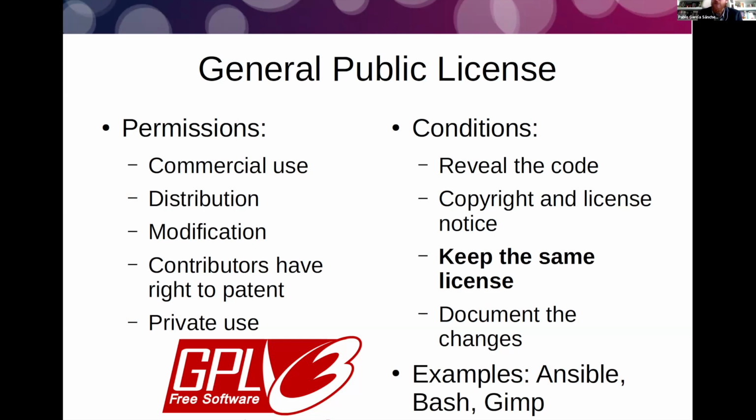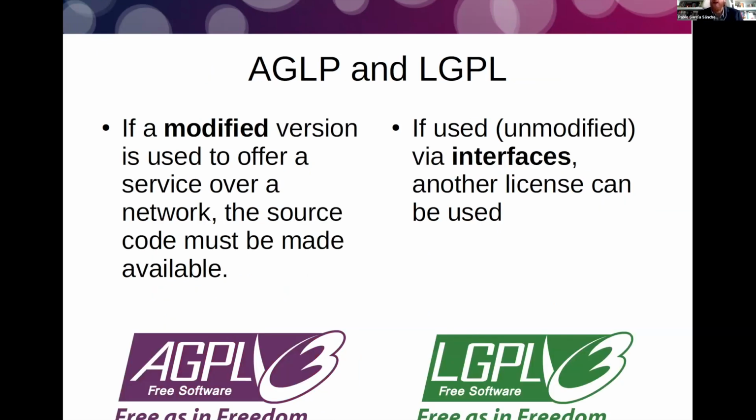For example, Ansible is a program very used in distributed systems to modify servers in a distributed way. Bash is the command line client in Linux. GIMP is a Photoshop-like program, very potent. A lot of people use it for free. They're using the GPL. But the thing is, the way we use software is changing.